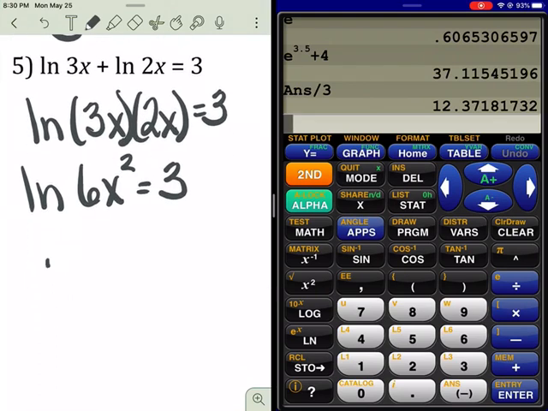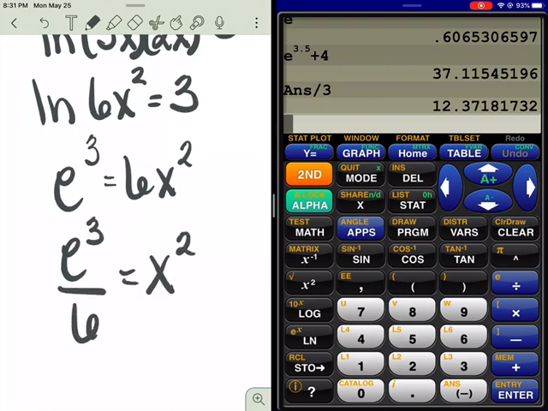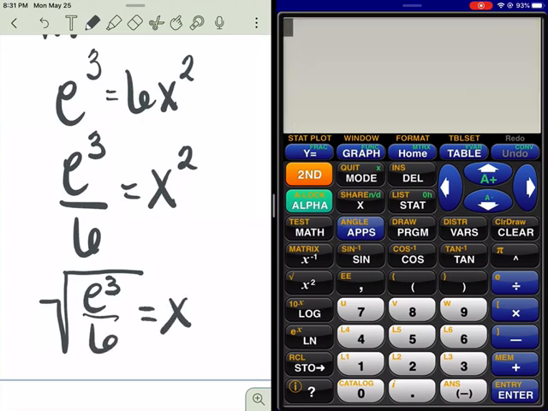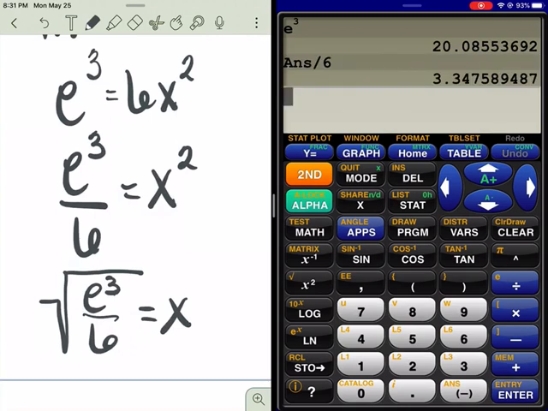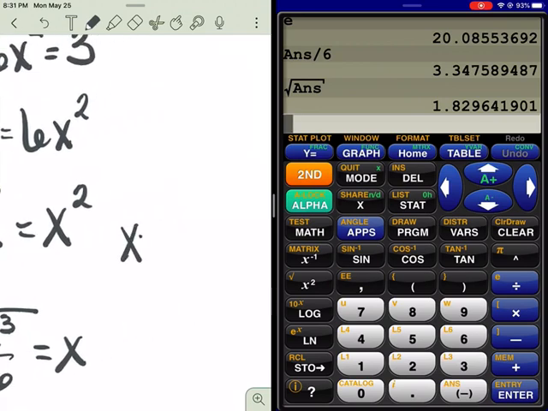Now I'm going to be able to write it in e. So e to the third is equal to 6x squared. And again, I'm going to divide by 6. I'm going to find that answer, and then I'm going to square root that. So technically our answer is the square root of e to the third all over 6. So I'm going to go second e to the third, press enter, divided by 6, press enter, and then I'm going to square root that. Put the answer in. Okay, I got 1.83, and that's what I got before.